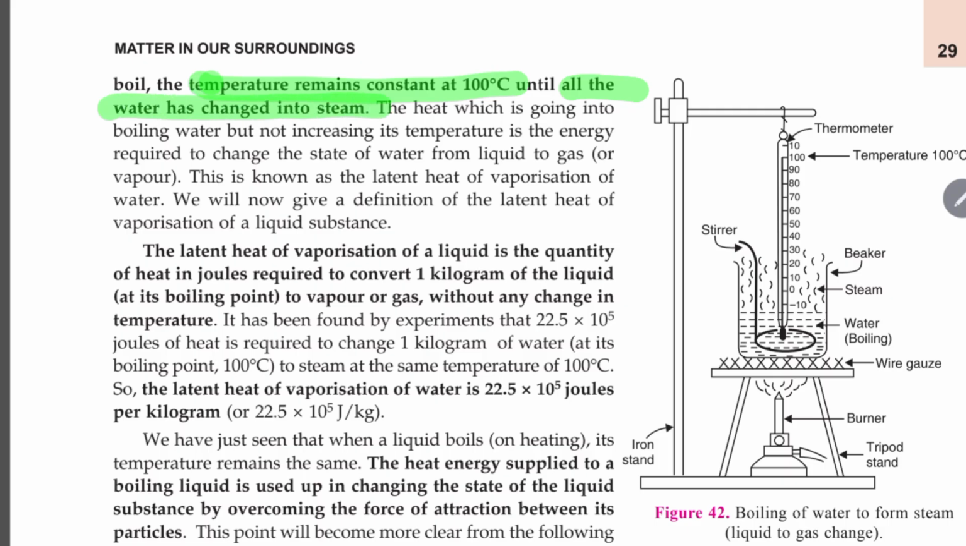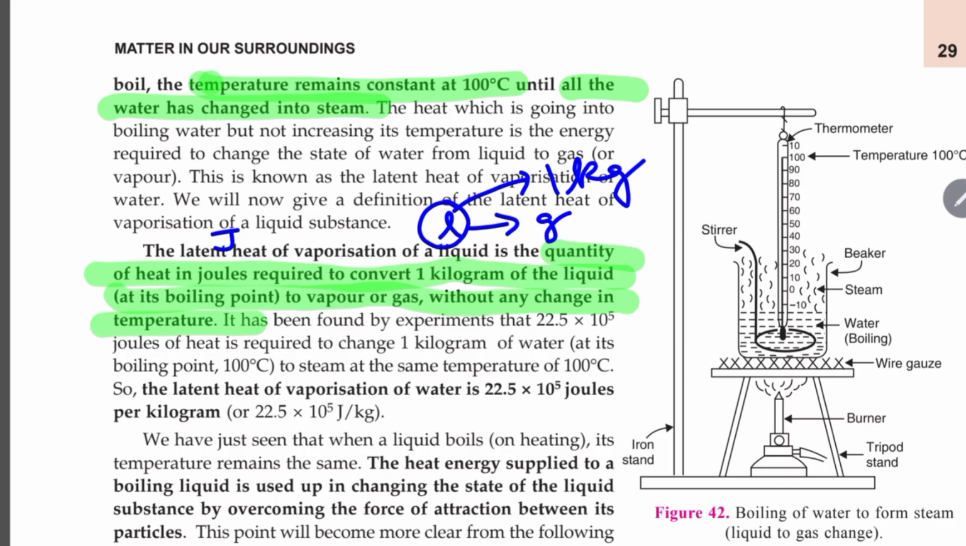And the technical definition of latent heat of vaporization of a liquid is the quantity of heat in joule required to convert 1 kg of liquid at its boiling point to the vapor phase without changing the temperature. Just as in the previous case, here again for vaporization, changing to the gaseous state from the liquid state, how much heat is given in joule in order to convert 1 kg of this liquid to its gaseous form at its boiling temperature.